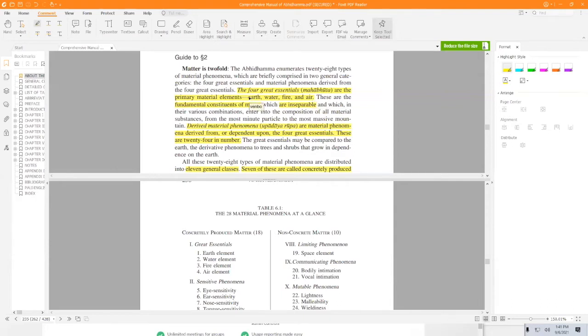But as we'll see, the 4 primary elements actually signify what we would call 4 fundamental properties of matter, which are joined together inseparably in various combinations. And they enter into the composition of all material substances. And then we have 24 derived material phenomena, which we will come to shortly.